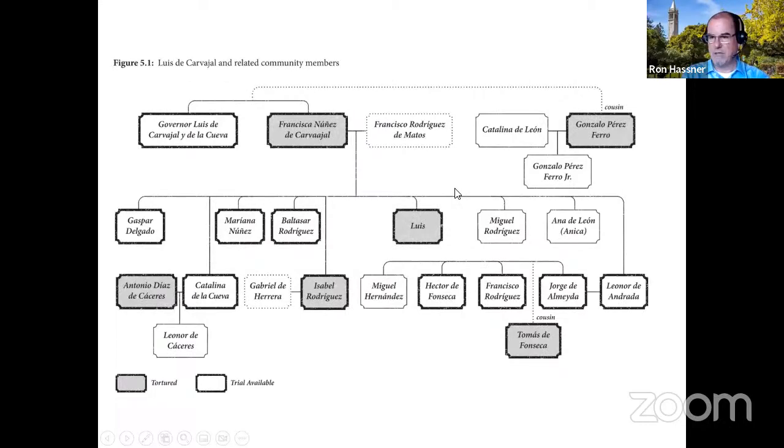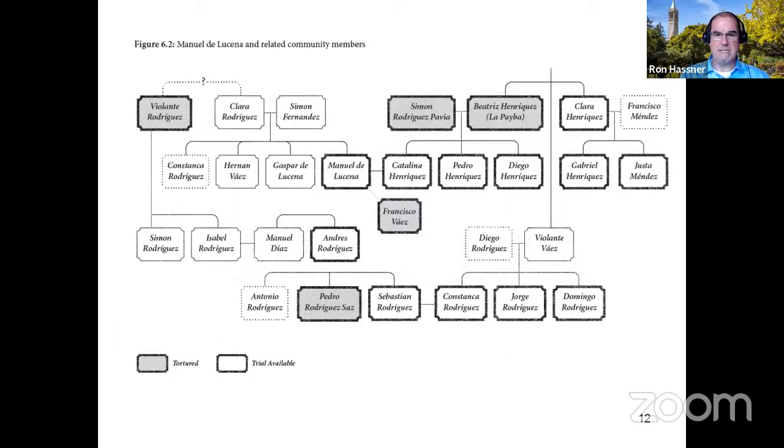And of course, they allow me to build family trees. This family tree is not particularly revolutionary. You'll find it in any book about Luis de Carvajal. This family tree is more interesting because this is the family tree of Manuel de Lucena, who was Luis de Carvajal's closest friend. And they led this underground Jewish community in Mexico in that period together.